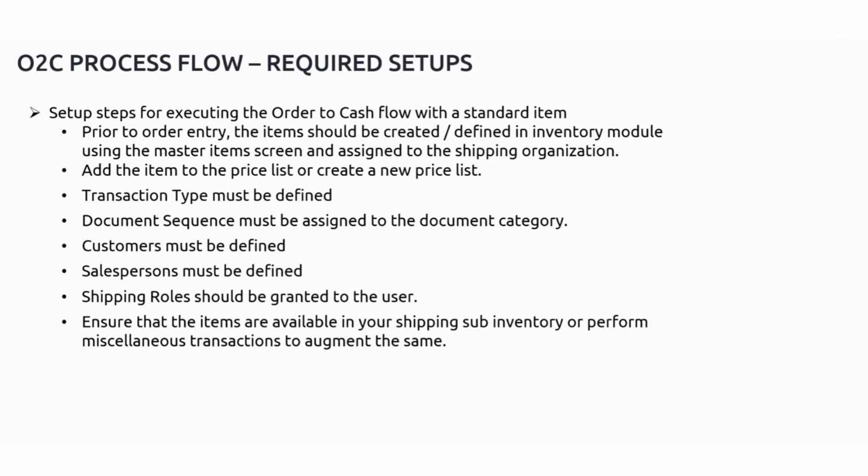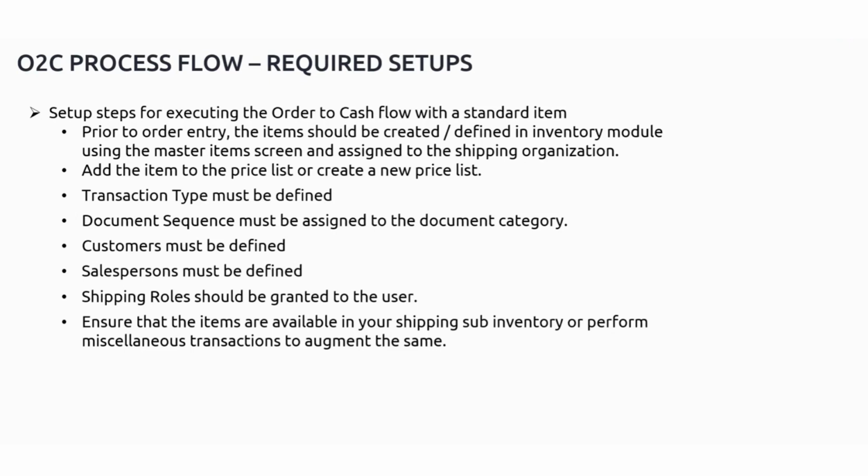Then we have a document sequence, which should be assigned to the document category. The document sequence is responsible for your order number. So the document category should be defined, and also the document sequence should be assigned. Why? Because order number is always automatically generated. If you want to have a manually entered order number, it is a problem, because the order number should be unique, that is the default condition. If you allow the user to enter the order number, it cannot be unique.